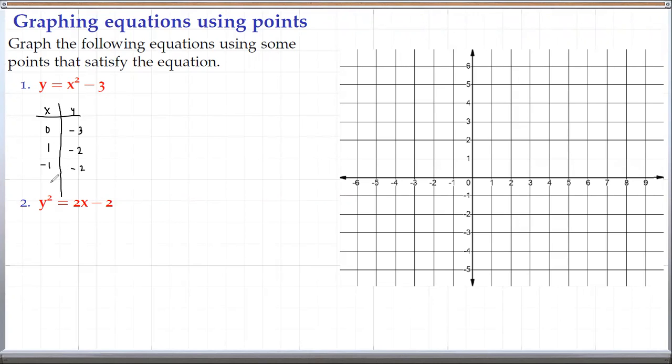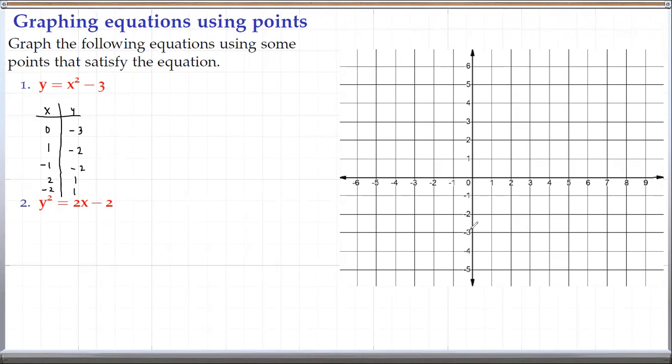Let's try 2 more points. Let's try 2 and negative 2. When x is 2, we have 2 squared minus 3, which is 1. And when x is negative 2, we have negative 2 squared, which is 4 minus 3, and that is also 1 again. So let's try to plot these points.